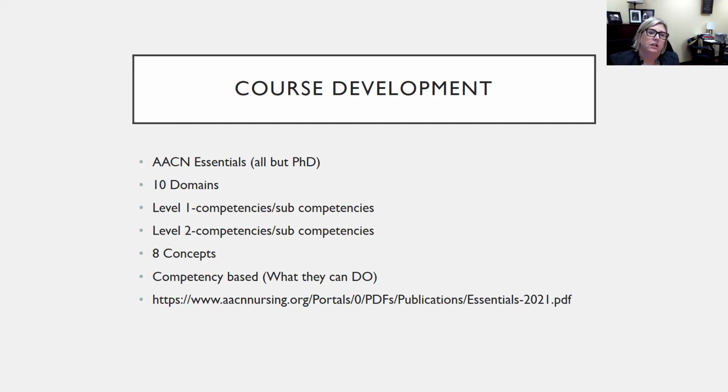just so you get an idea of what working with these 10 domains, 8 concepts, and the level 1 and level 2 competencies are. Because if you go into a job situation after you graduate, you're probably going to be working in some way, shape, or form with these essentials. Even schools that are not accredited by CCNE will draw on these essentials.